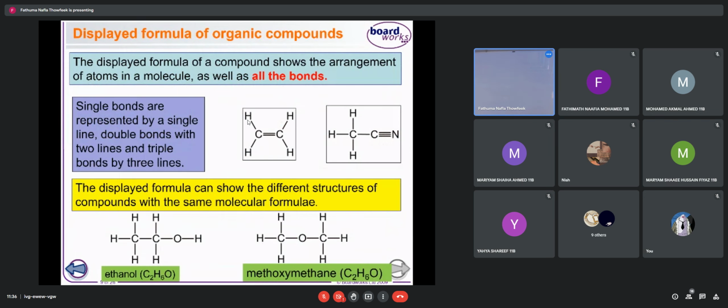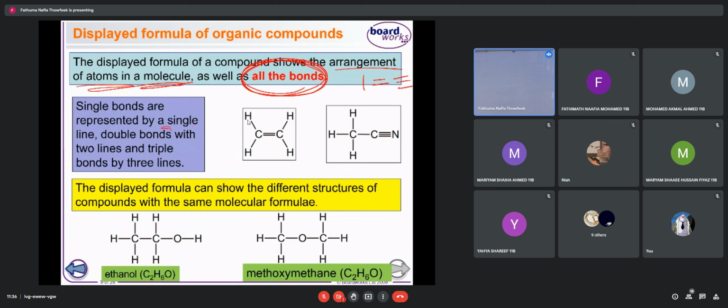Now we'll move to displayed formula of organic compounds, the third type of formula. Now you have a clear idea about the molecular formula and the empirical formula. The displayed formula of the compound shows the arrangement of atoms in a molecule as well as all the bonds. By using single lines, double bonds, triple bonds, you need to show all the bonds. That is what we call a displayed formula.